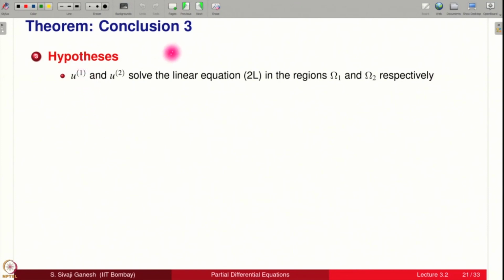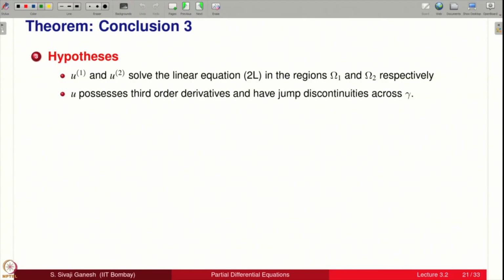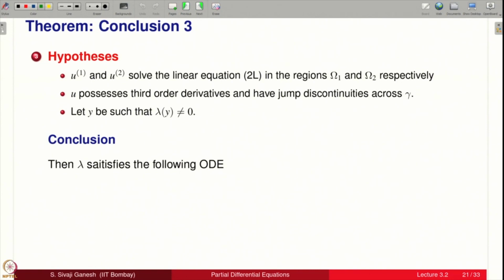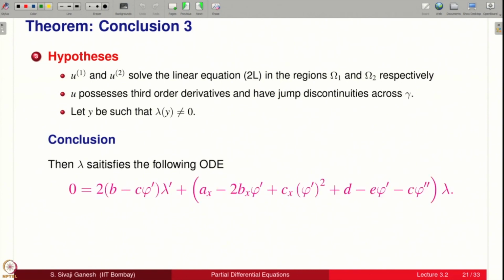The conclusion 3 of the theorem is as follows. Hypothesis: assume u1 and u2 solve the linear equation in the regions omega 1 and omega 2 respectively, and u possesses third order partial derivatives that are required for stating this conclusion, and have jump discontinuities across gamma. Let y be such that lambda y is not equal to 0, then lambda satisfies the following ODE: 0 equal to 2 into b minus c phi dash into lambda dash plus this quantity into lambda.